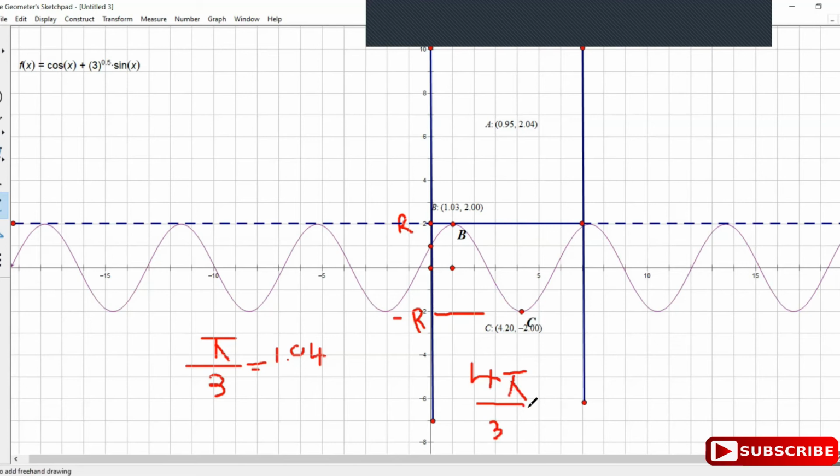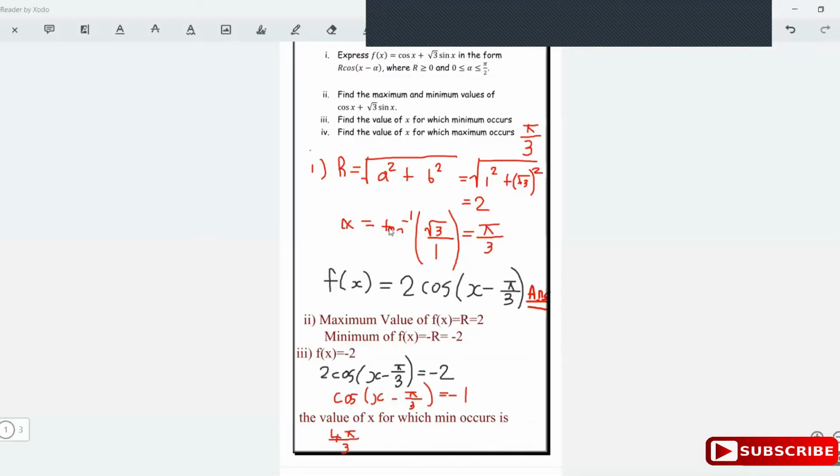Now what is 4 pi by 3? That's 4 times 3.14 divided by 3, which is about 4.2. So it's dead on correct. This is the x coordinate for which the minimum occurs, and this is the x coordinate for which the maximum occurs. So we can see that our calculations are correct. The maximum is indeed 2, and the minimum on the graph is minus 2. Nice. So that is that question. Easy, so let's look at a more intimidating question.